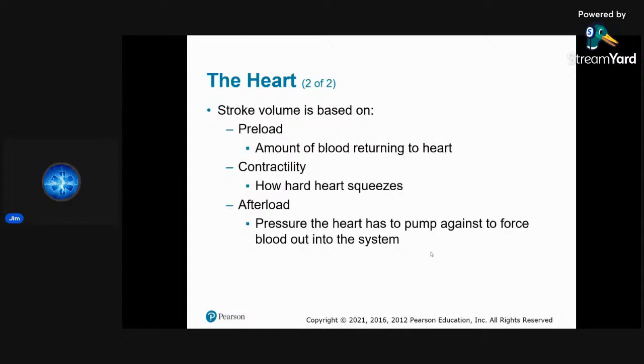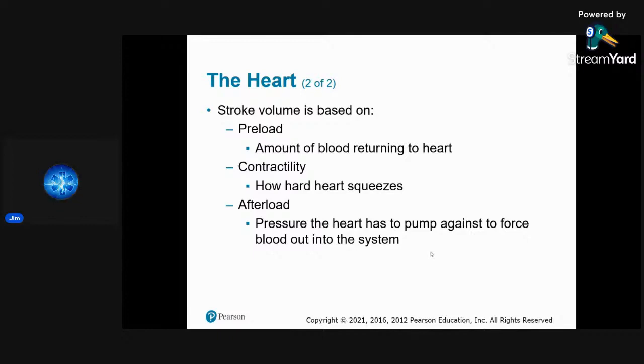The stroke volume is based on preload. That's the amount of blood returned to the heart, right? So we have to have a certain amount for your preload. Contractility is how hard it squeezes. If it squeezes super hard, you may be squeezing out 100 ml. If it squeezes too softly, you may only get like 50 ml.